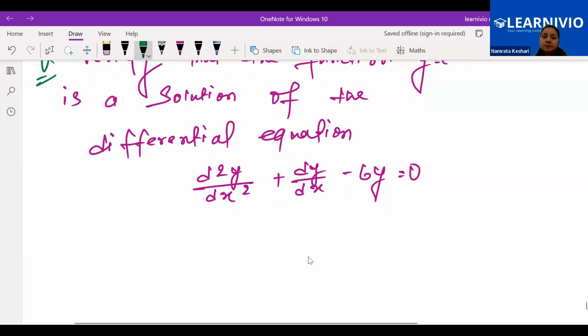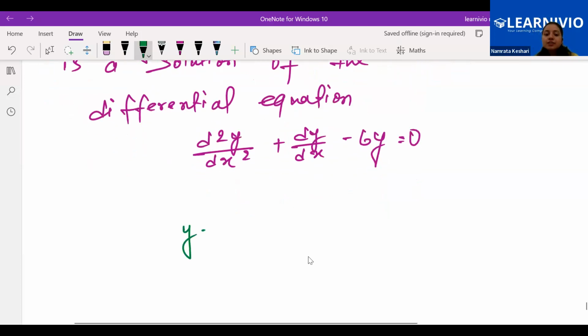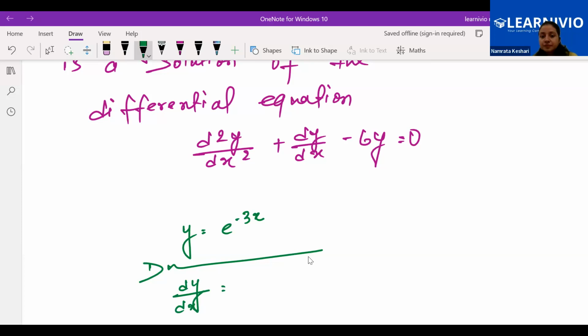So let's do it. We are having y is equals to e to the power minus 3x. We will be finding the derivative first time, which will be y dash or dy dx is equals to minus 3 into e power minus 3x. Minus 3x into e to the power minus 3x. Is it so?